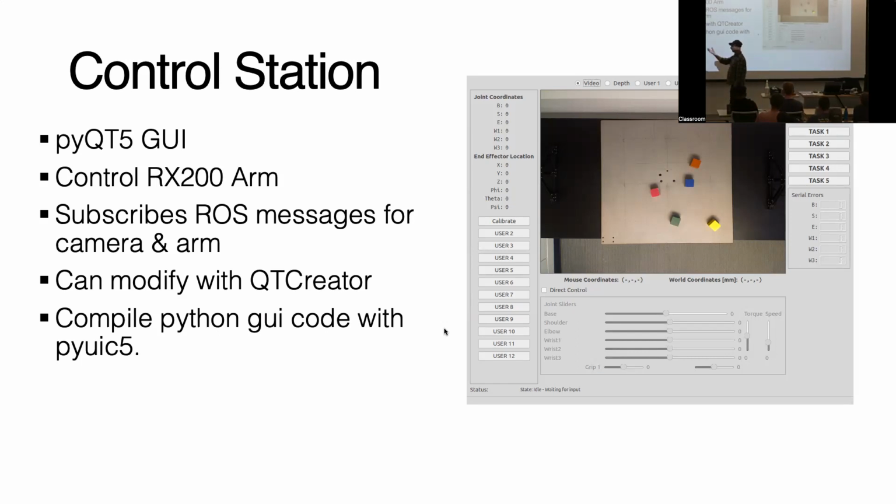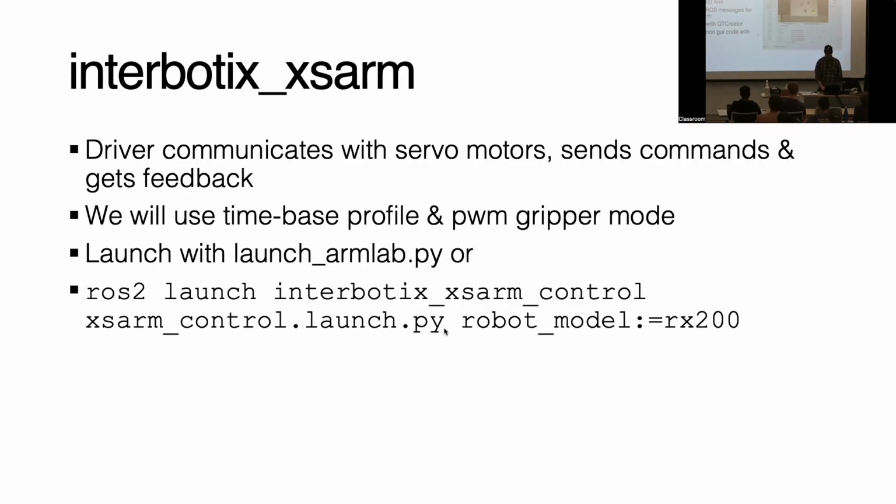You can also move the sliders around to adjust the joints, and it has readouts of the joint coordinates, the end effector location, and the world coordinates of where your mouse is. You'll be writing all of this stuff, but we'll give you the template for it. All right, it communicates with this Interbotics XS arm node, and that's the driver for our robot.